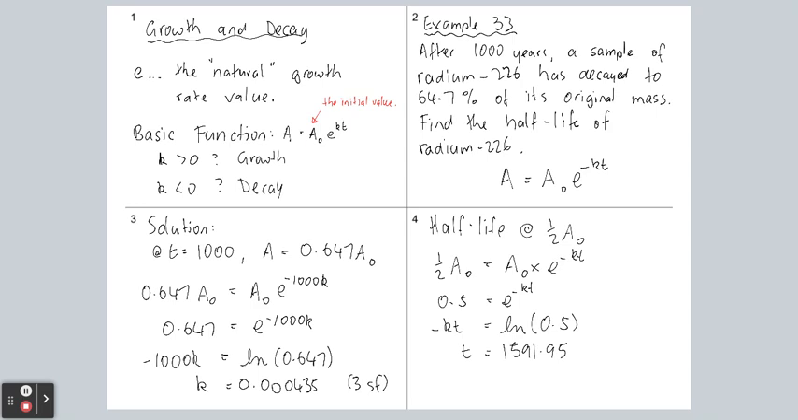We need to answer the question. With these sorts of questions, it's always worth making sure that you've answered it. It says find the half-life of radium-226. I think 1591.95 is a reasonable number for T. But I'm going to be very clear, and I'm going to say IE, that is approximately 1,592 years. Done. So what I've done there in the final line is I've just put my units in.